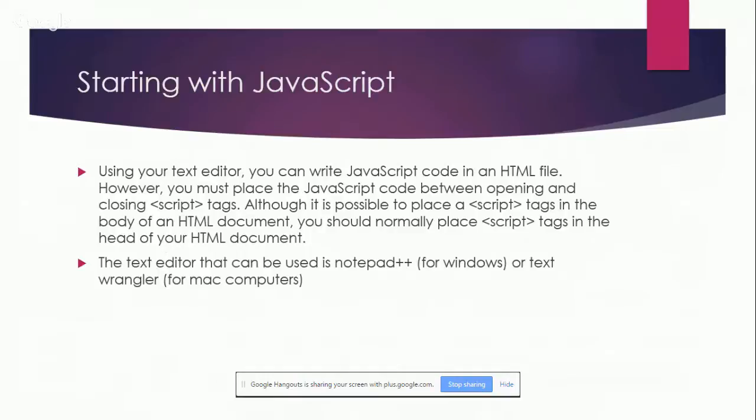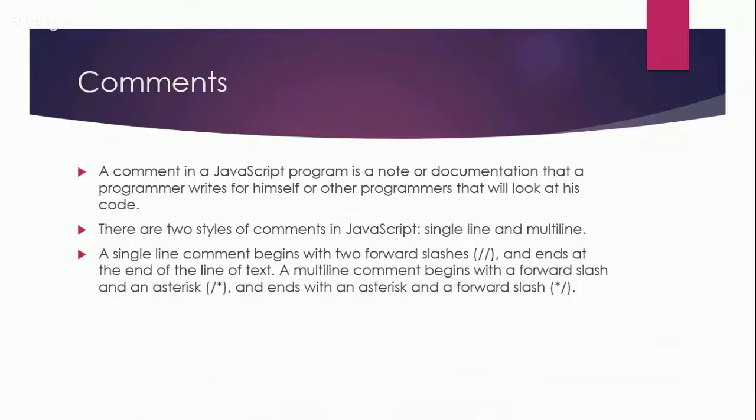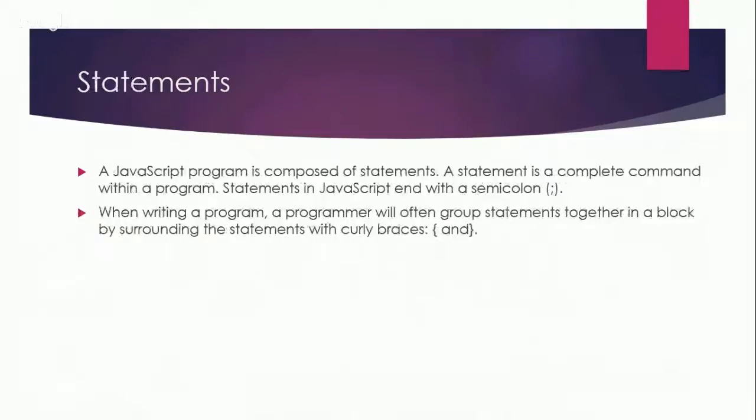It makes no difference. Now, comments are notes or documentation that a programmer writes for himself or other programmers who will look at his code. So if I want to explain something about my code, I would use comments. There are two types of comments in JavaScript: the single line and the multi-line. A single line comment begins with two forward slashes and ends when the text ends, while the multi-line comment begins with a forward slash and an asterisk, and ends with an asterisk and a forward slash.